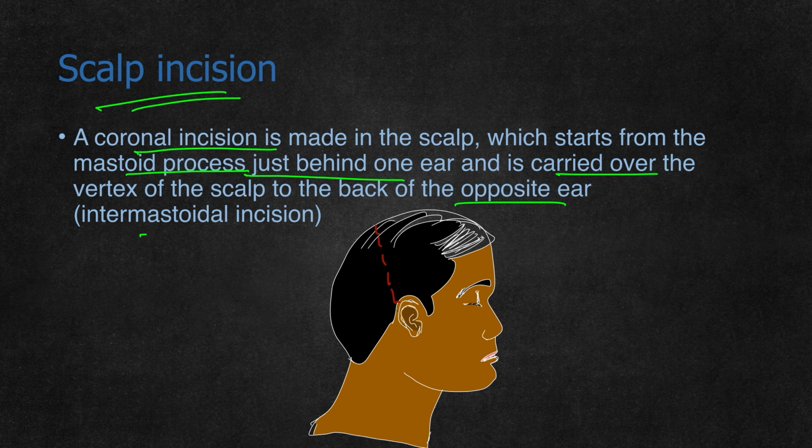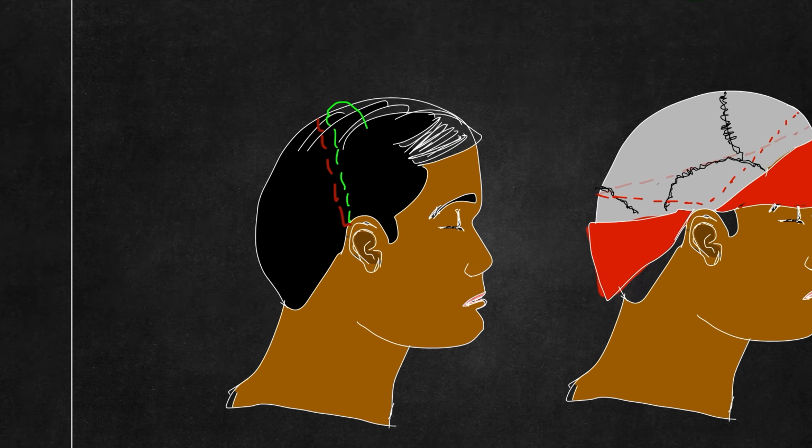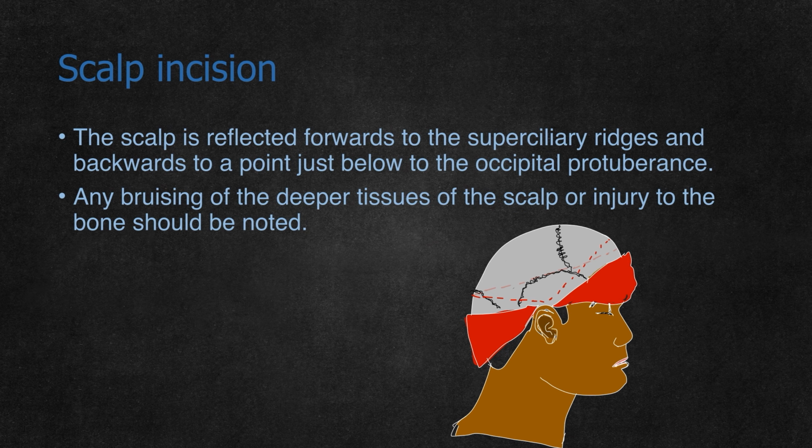Next, the scalp is separated on both sides till the superior ridges in the front and till the occipital protuberance in the back. The scalp is reflected forwards to the superior ridges and backwards to the point just below the occipital protuberance. Any bruising of the deeper tissues of the scalp or injury to the bone should be noted.